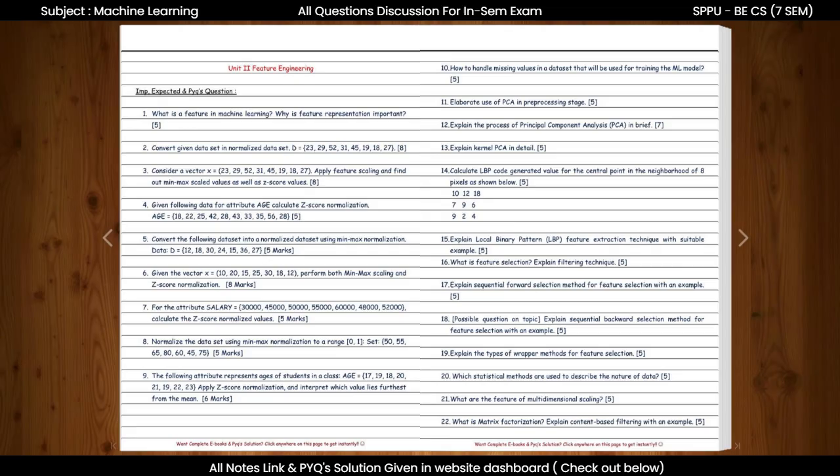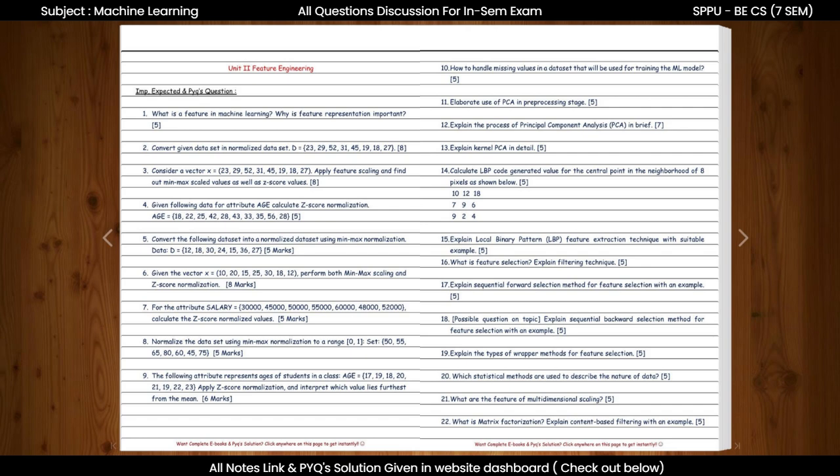Now let's move on to our next important topic, Z-score normalization for salary attribute. From this topic, we can expect questions like, for the attribute salary equals 30,000, 45,000, 50,000, 55,000, 60,000, 48,000, 52,000, calculate the Z-score normalized values. Once again, compute the mean salary and standard deviation. Then subtract the mean from each value and divide by the standard deviation. This converts all values to a standard scale. Z-score helps in highlighting how far a particular salary is from the average salary.